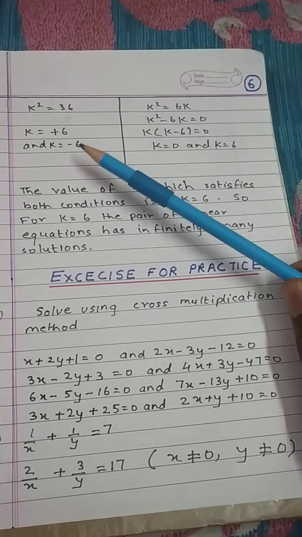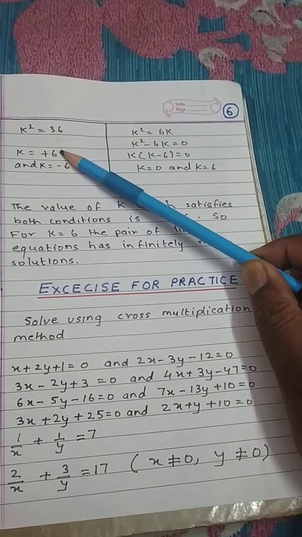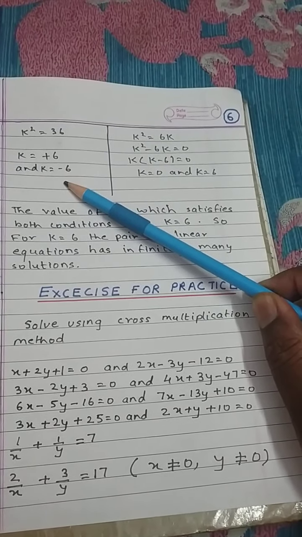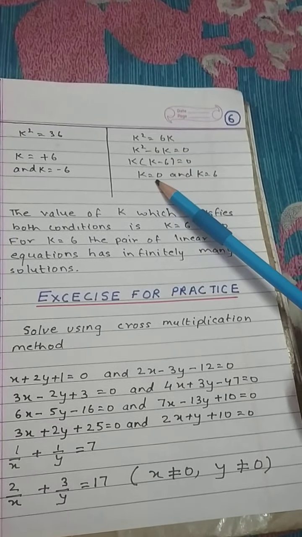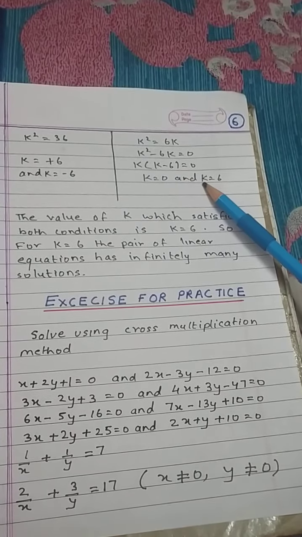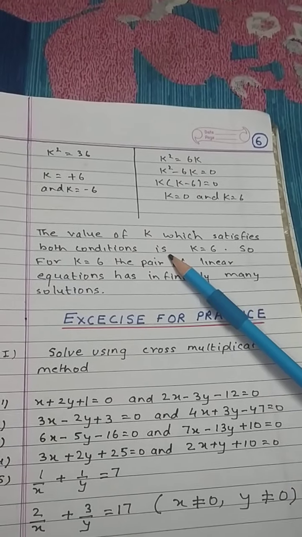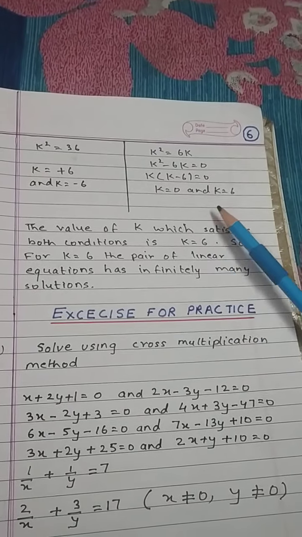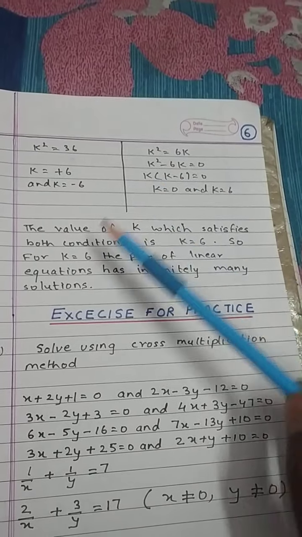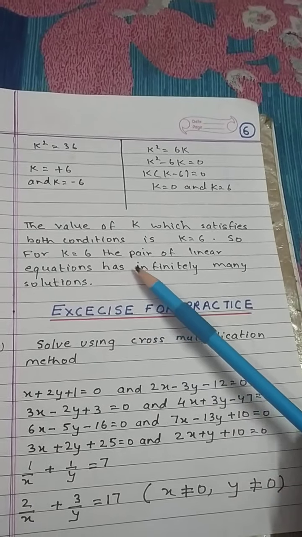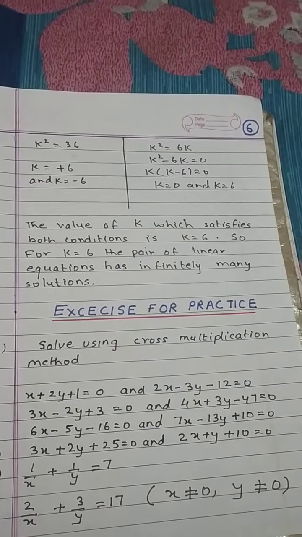On solving, the first two ratios give two values of k: plus 6 and minus 6. On solving, the second and third ratios give us the values 0 and 6. The value of k which satisfies both conditions is k equal to 6. K equal to 6 is common on both sides. So our answer is: for k equal to 6, the pair of linear equations has infinitely many solutions.